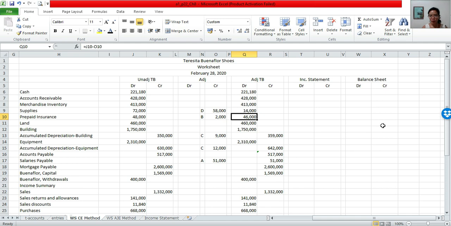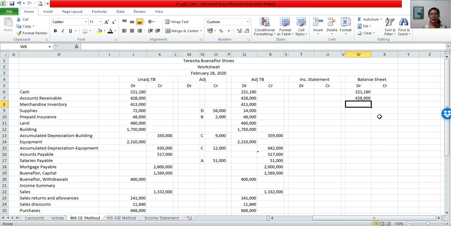Okay, so in order for us to properly fill out these amounts, let us start with cash. And we know that cash is an asset, so it will be extended to the balance sheet. Again, we focus our attention on the adjusted trial balance section, so we extend 221,180 to the balance sheet. Same is true with accounts receivable. Now here comes the part on merchandise inventory. So how do we deal with merchandise inventory?